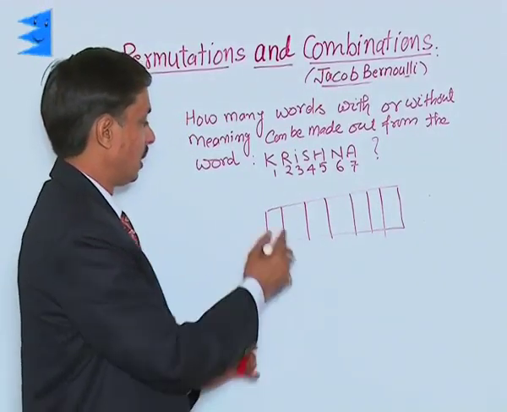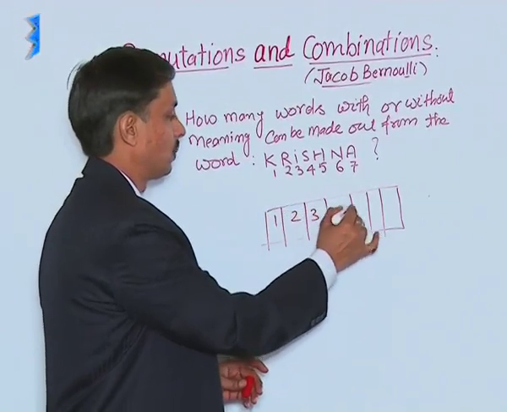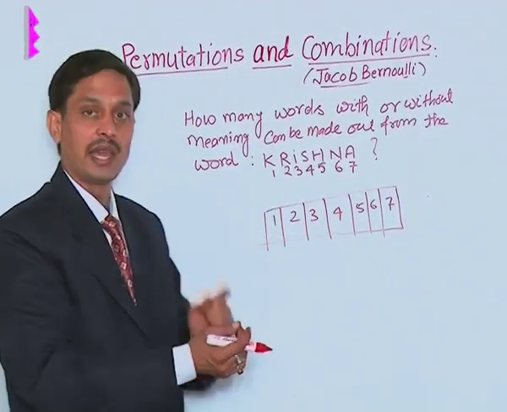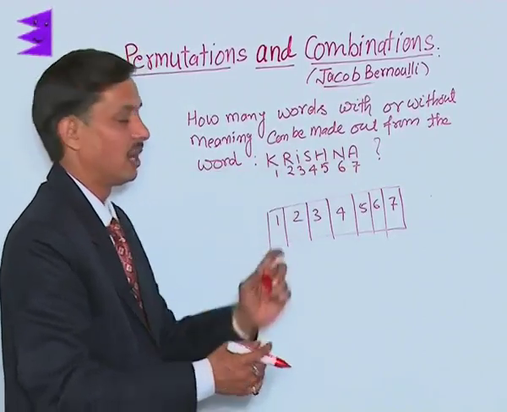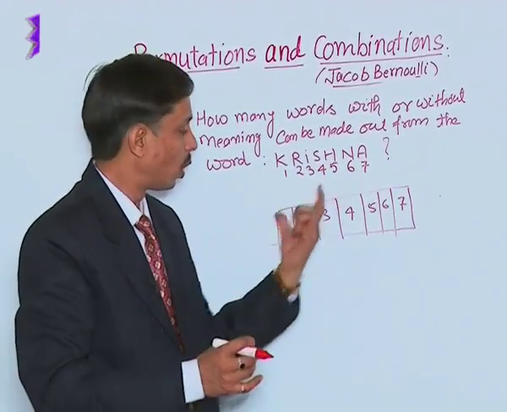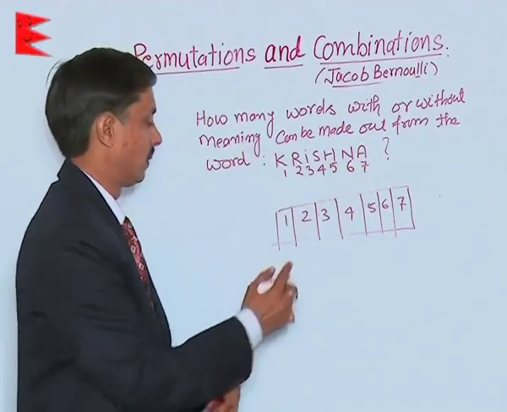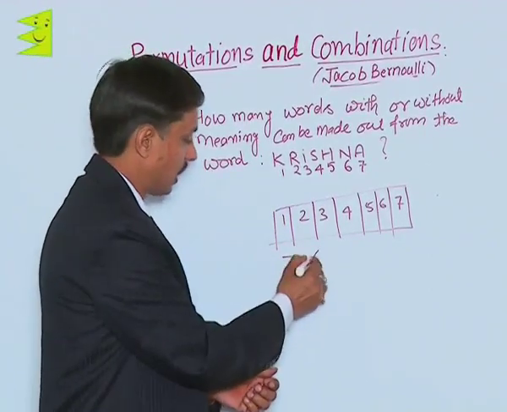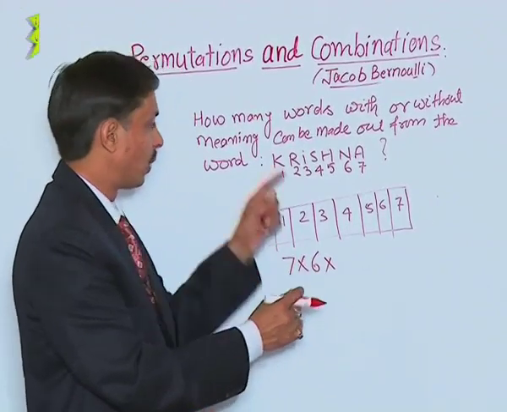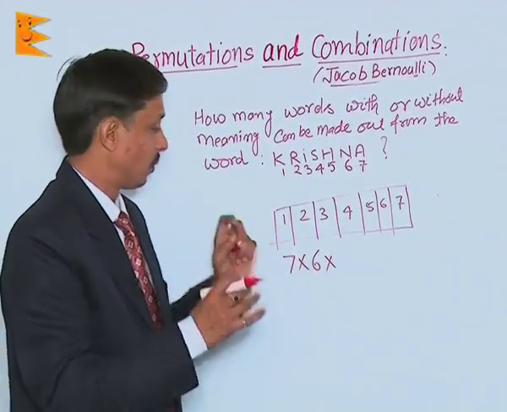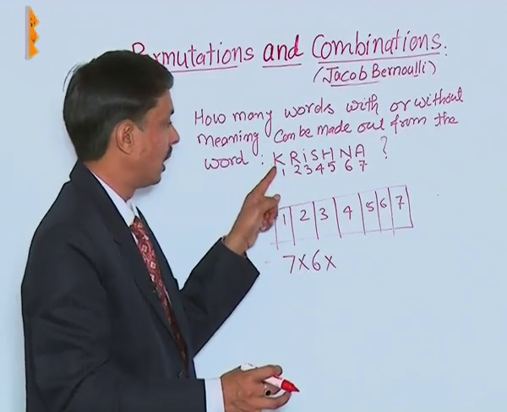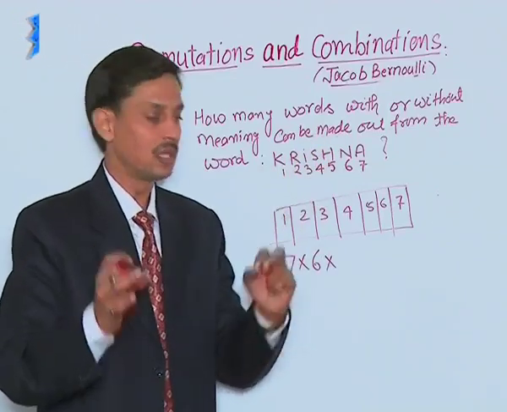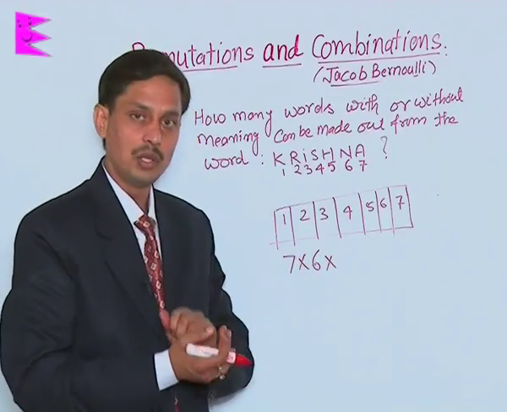If I say this is position number 1, this is 2, this is 3, this is 4, this is 5, this is 6, this is 7. In how many ways can the first position be filled? Out of 7, firstly I have the choice to opt for any letter, that is 7 ways. Then in the second place 6 ways. Because whichever letter I used on the first place, I have 7 choices, any of K, R, I, S, H, N or A. Out of these 7, any one letter can be used.